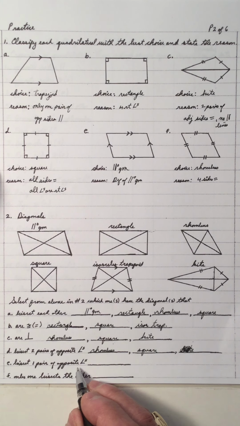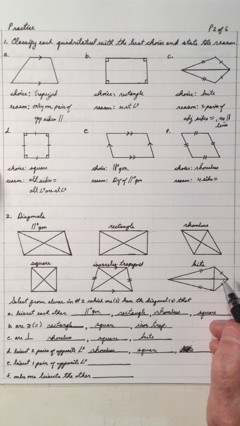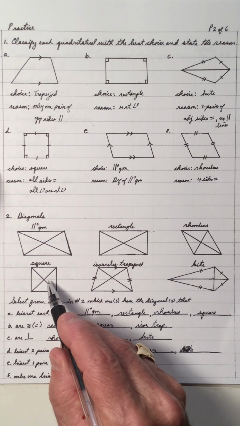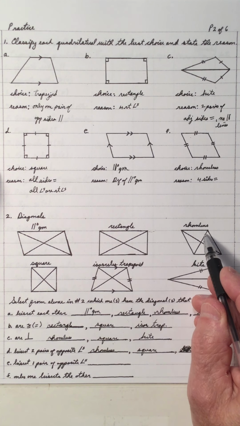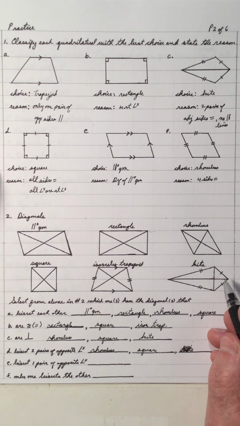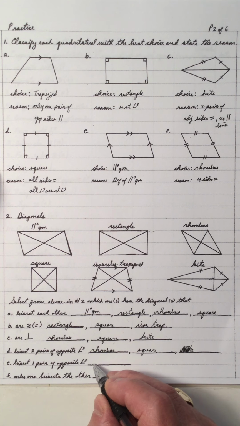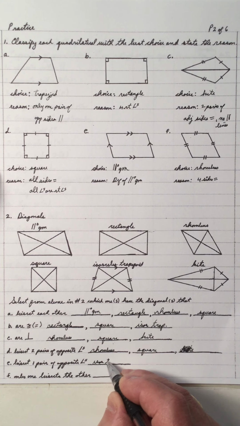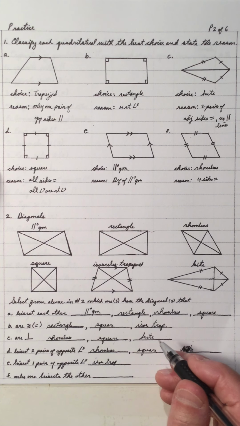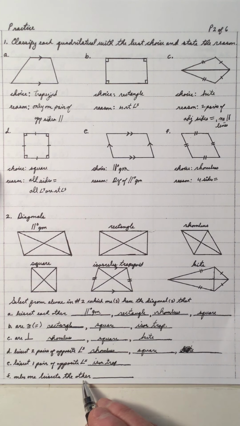Bisects one pair of opposite angles. Nope, that's two pairs. That's bisects one pair of opposite angles. It would be an isosceles trapezoid, one pair of base angles. And the diagonal that bisects only one of the other diagonals, that's in a kite.